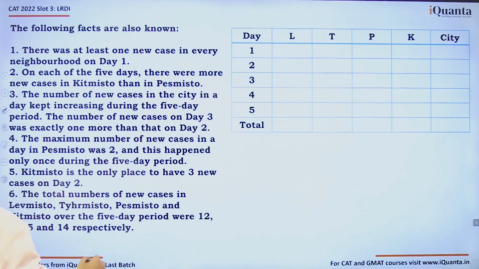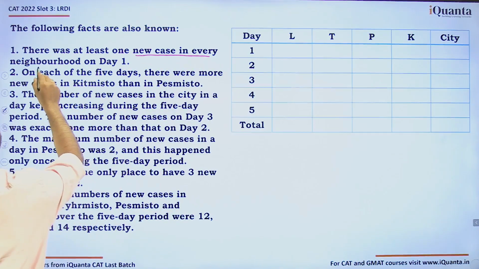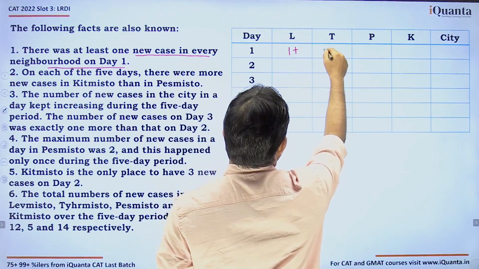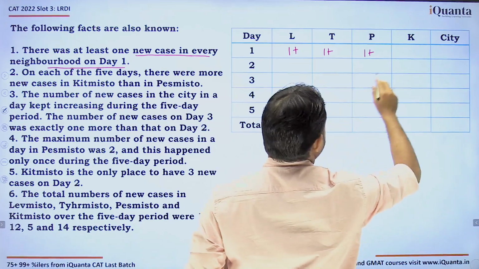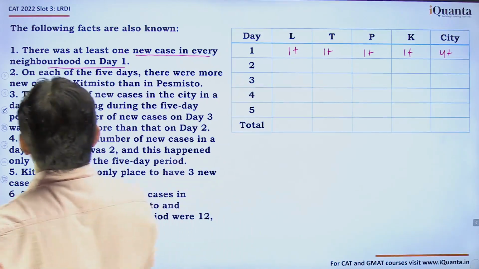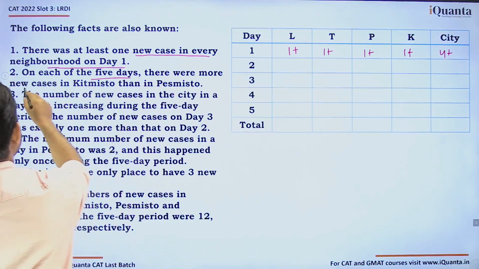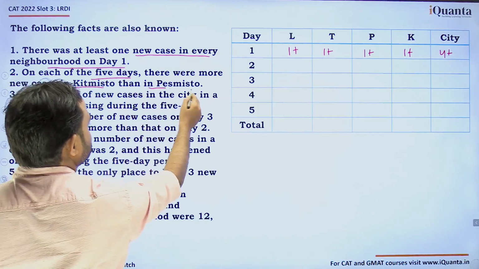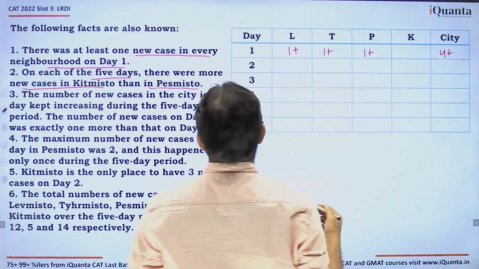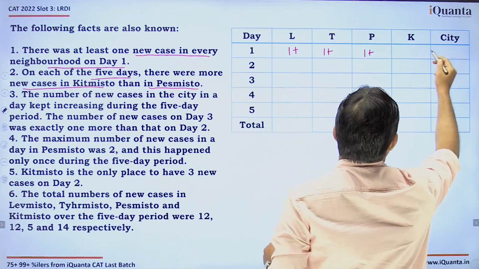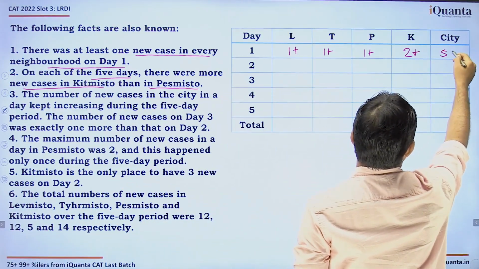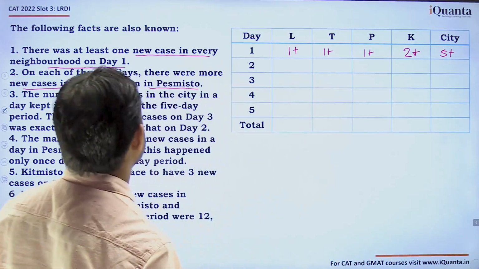It says there was at least one new case in every neighborhood on day 1. At least one new case. So on day 1, 1 plus, 1 plus, 1 plus, 1 plus. So this must be 4 plus. Now it says on each of the 5 days, there were more new cases in Kitmisto than Pesmisto. So in Kitmisto, every day there were more cases in K rather than P. So it will be 2 plus. So overall in city, it will be 5 plus cases on day 1.